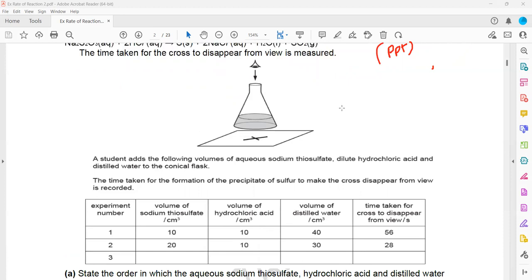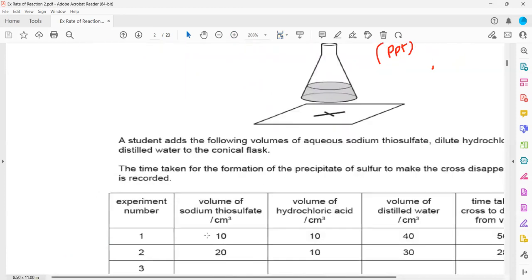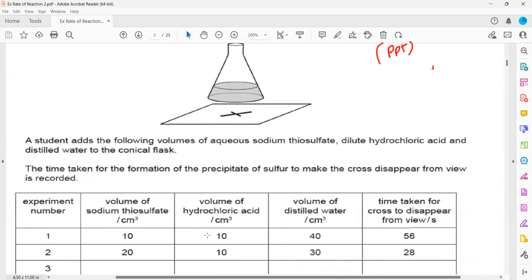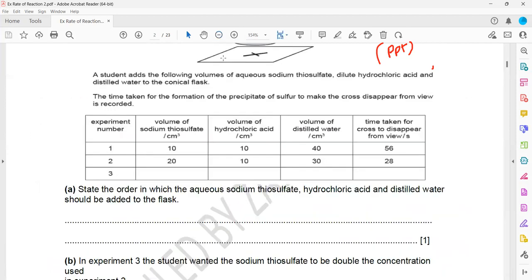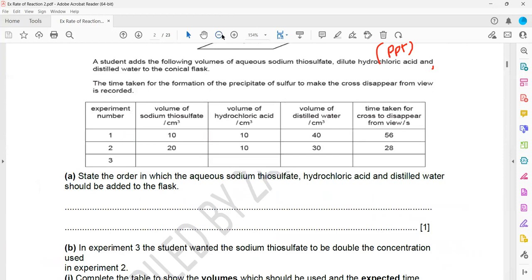Like we measure how much time the cross will take to disappear. As you can see, the table is given to you. A student adds the following volumes of thiosulfate, hydrochloric acid, and distilled water. The time for formation of a precipitate of sulfur to make the cross disappear is recorded. State the order in which we should add aqueous thiosulfate, hydrochloric acid, and water. What should be the order in which we should add these three substances?